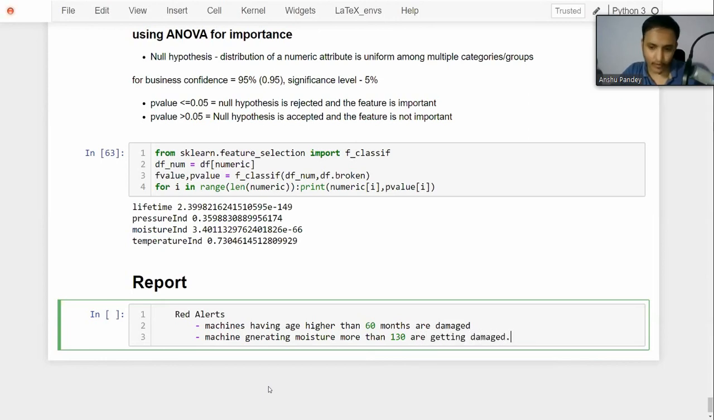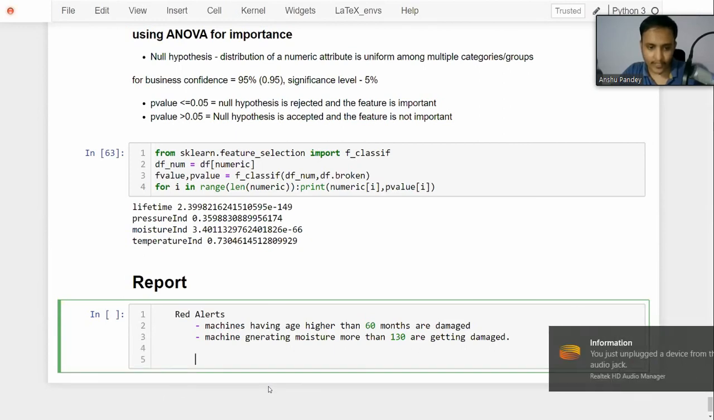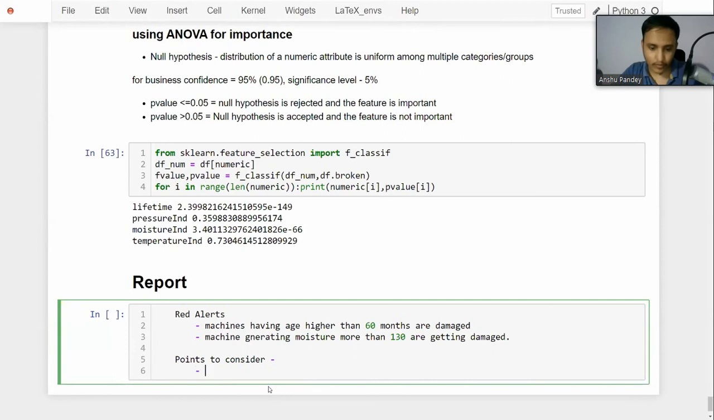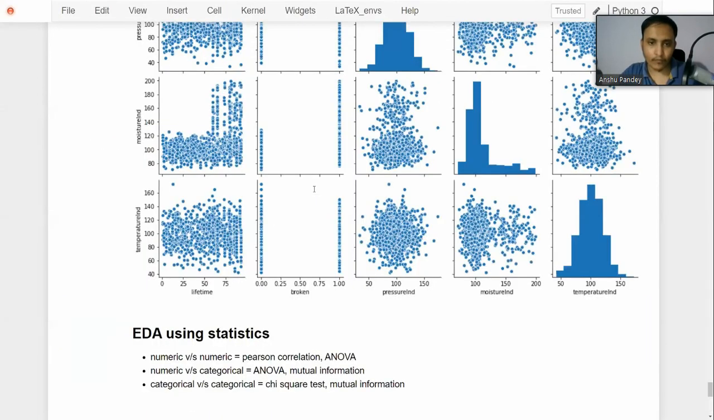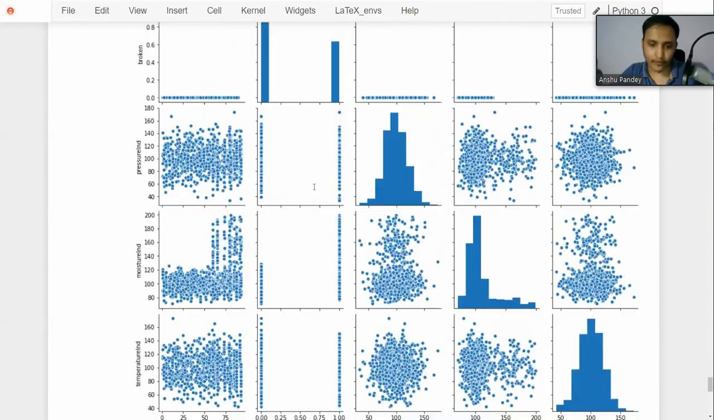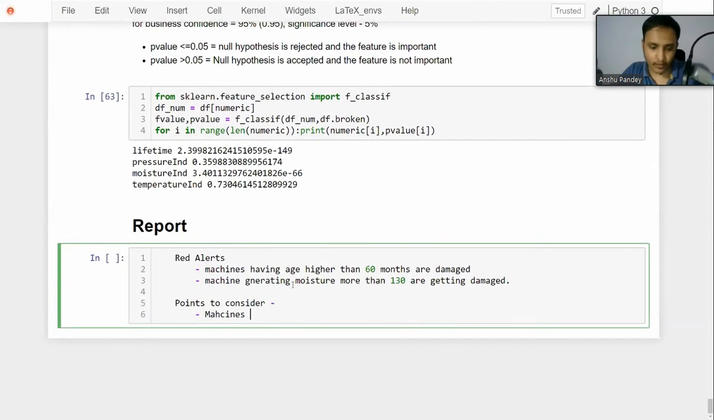So that's what, if I'm not wrong with the figure. We can simply say that, few noteworthy points, right? So few points to consider. Machines produced by provider 3 are least qualitative, provider 2 are most qualitative, right? So machines provided by provider 2 are most qualitative.